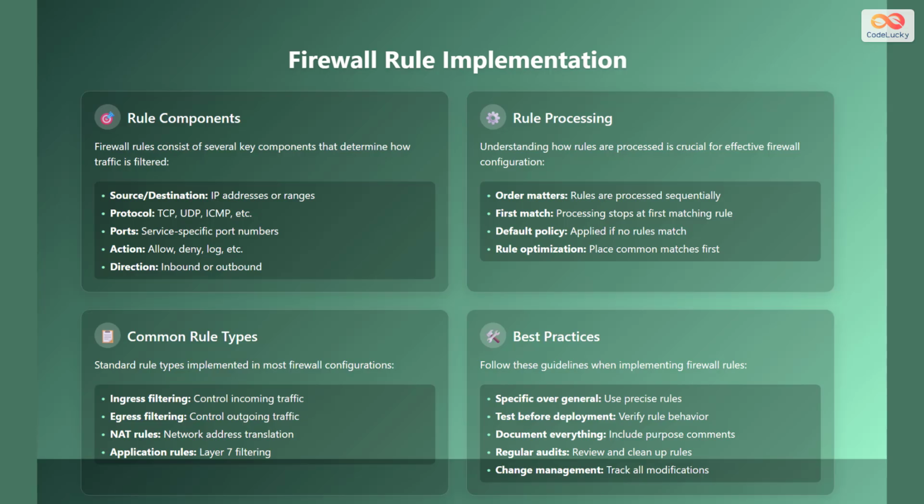There are standard rule types implemented in most firewall configurations, such as ingress filtering to control incoming traffic, egress filtering to control outgoing traffic, network address translation rules, and application rules to provide Layer 7 filtering. When implementing firewall rules, it is important to be specific rather than general, to test before deployment, to document everything, to conduct regular audits, and to use change management to track all modifications.